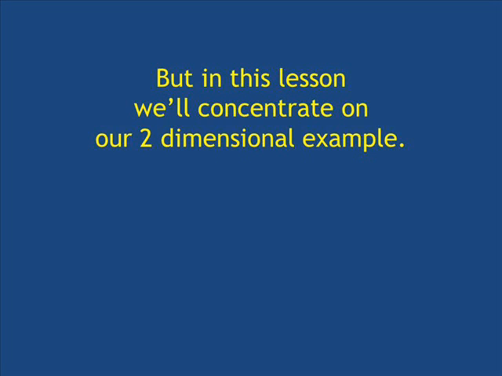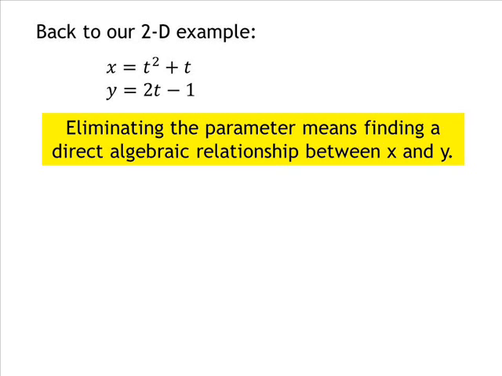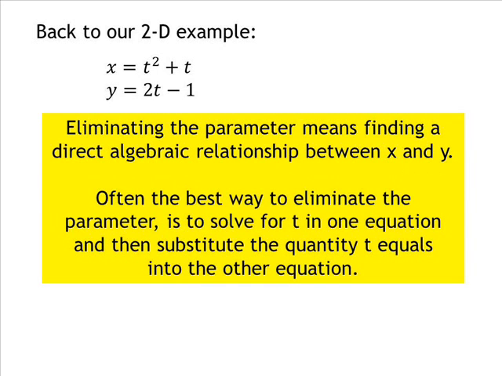But in this lesson, we're going to concentrate on a 2D example. So back to our 2-dimensional example, we can do something we can't do in 3 dimensions. Eliminating the parameter means finding a direct algebraic relationship between x and y. In other words, one equation. Often the best way to eliminate the parameter and create one equation out of the 2 is to solve for t in one equation and then substitute that quantity that t equals into the other equation. I'll show you what I mean on the next slide.